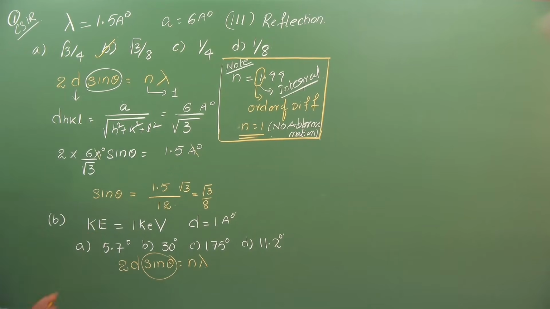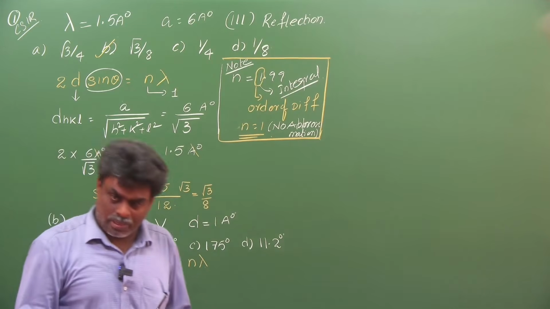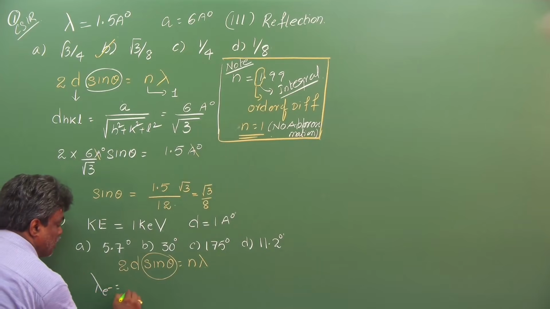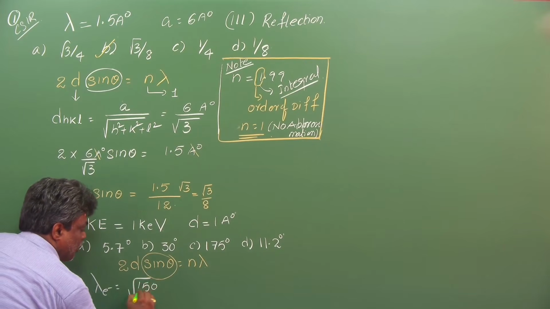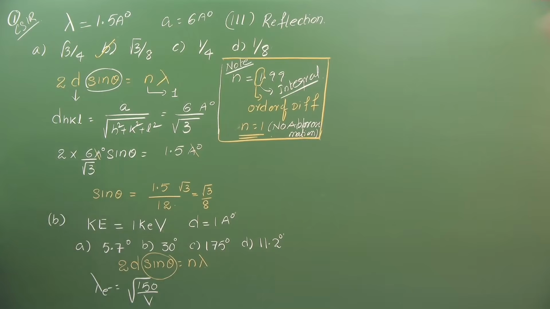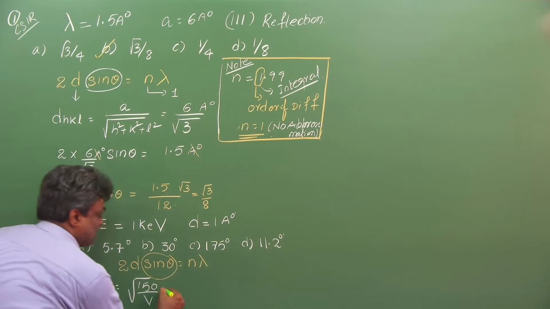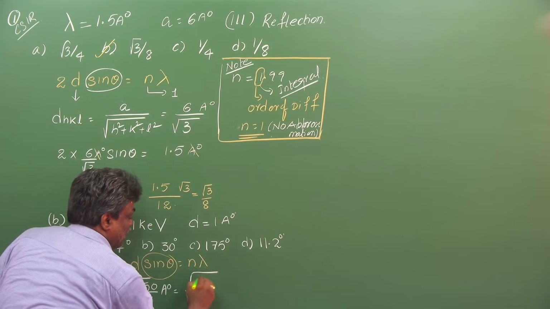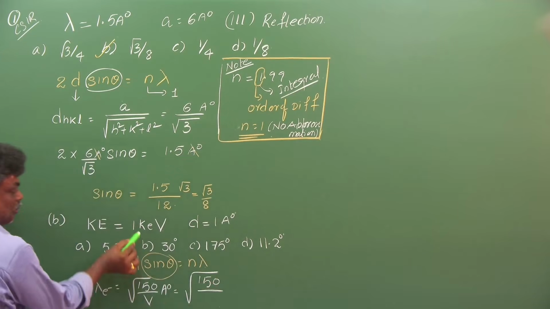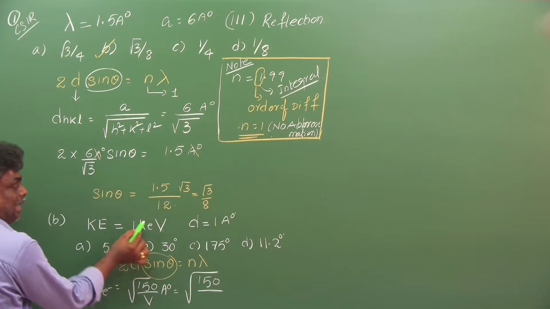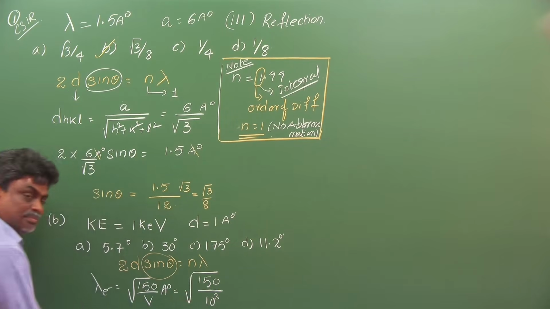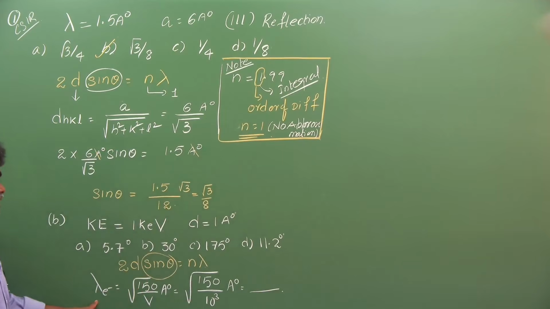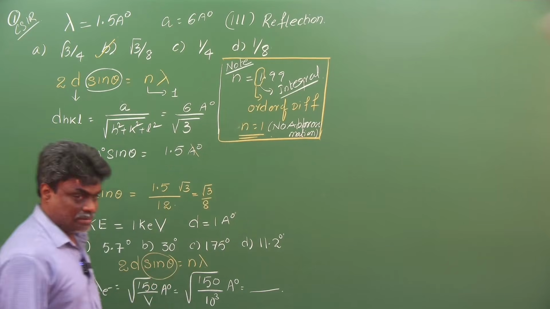You are sending electrons. I don't know if you remember from quantum mechanics, we have given the lambda of electron. Lambda of electron equal to under root 150 by V, where V is not velocity, V is what? Potential. So this answer is in terms of what? Angstroms. Under root 150 by 1K, K means 10 cube. So you have to find this value and substitute this lambda and get sin theta. Come on, do it. GATE question.